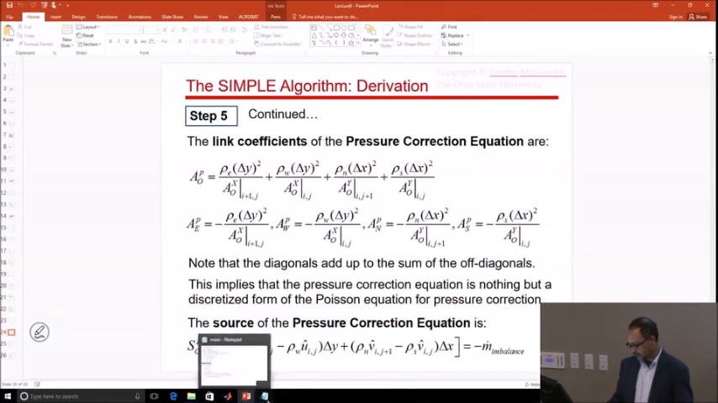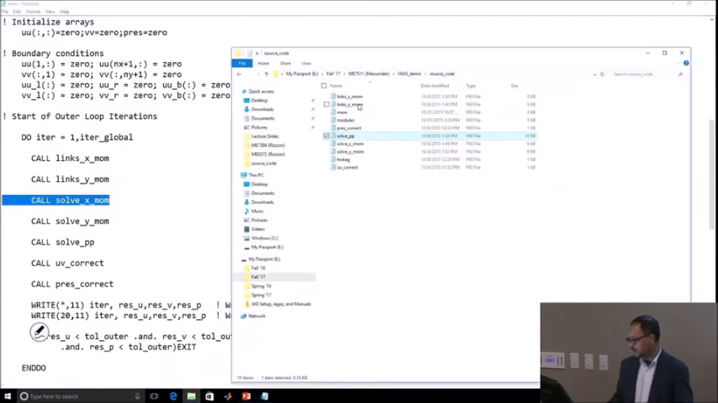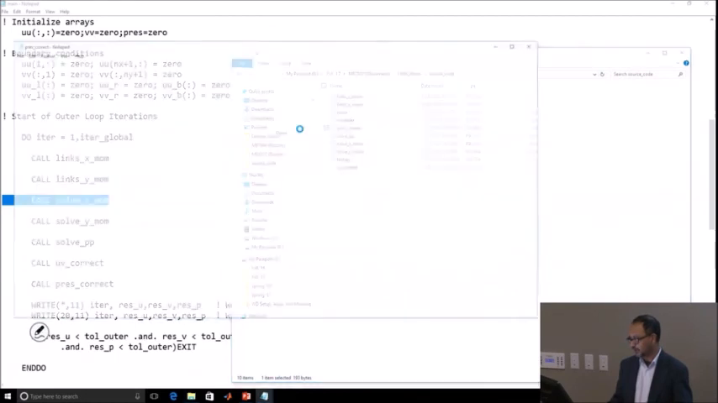And then finally, after you solve this, all you need to do is correct your pressure and velocities. That's pretty straightforward. It's a very simple code right here. Pressure correction really has nothing. You will see one line.